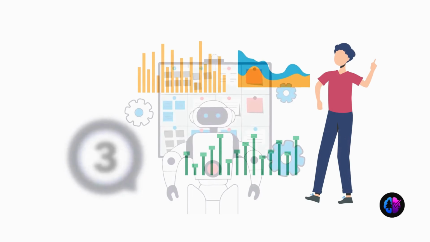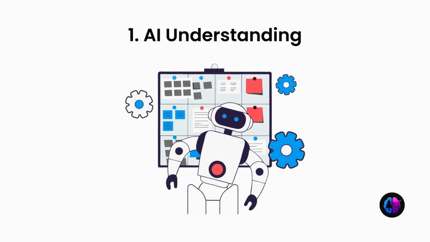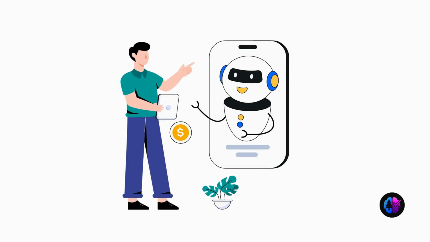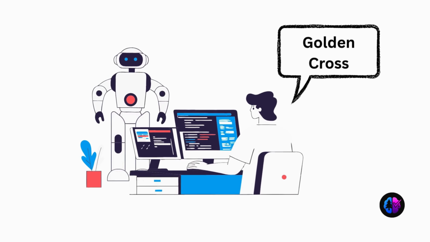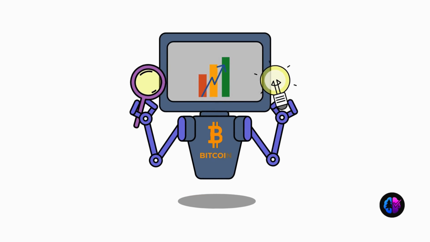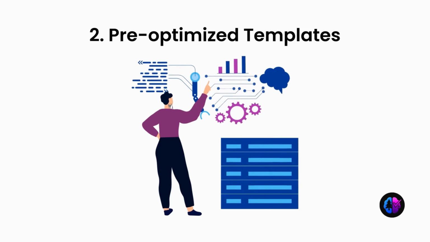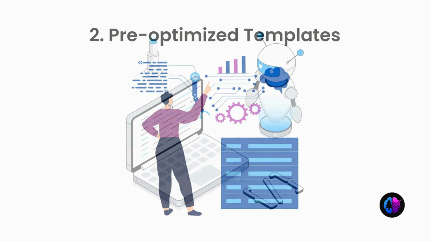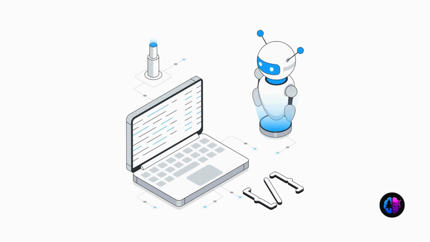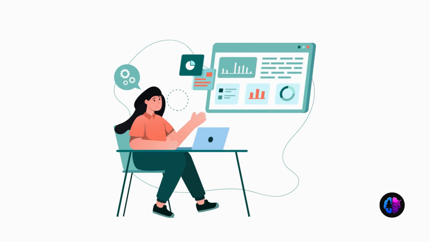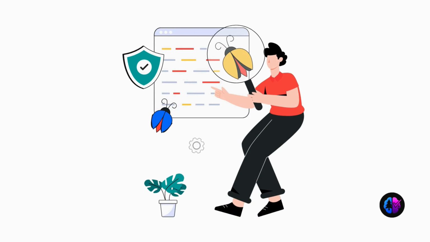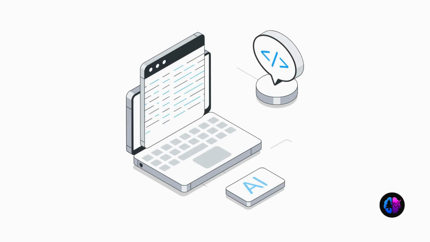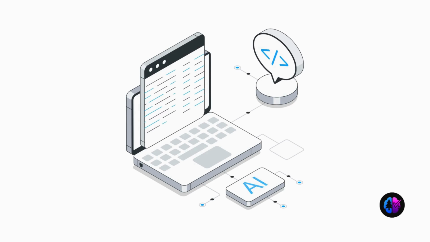3 key factors. 1. AI understanding. Pinegen AI's AI understands trading concepts, not just code. When you say golden cross, it knows exactly what calculations and conditions you need. 2. Pre-optimized templates. The AI uses battle-tested code patterns and structures, so you get professional quality output every time. 3. Instant compilation. No syntax errors, no debugging needed. The code is production ready from the moment it's generated.